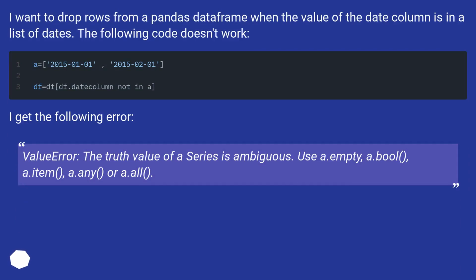I want to drop rows from a pandas data frame when the value of the date column is in a list of dates. The following code doesn't work. I get the following error. ValueError: The truth value of a Series is ambiguous. Use a.empty, a.bool(), a.item(), a.any() or a.all().